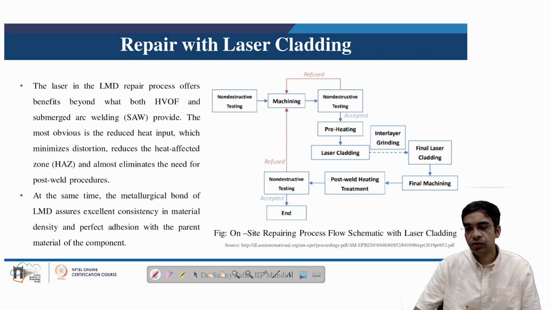cladding. After one pass, interlayer grinding is done to remove some of the basic oxide layer on top of the deposited material, and by performing the laser cladding in several steps we can build up the layer to repair the complete component, after which the final laser cladding is done and, subsequently, to create the correct shape, some final machining operation may be done.